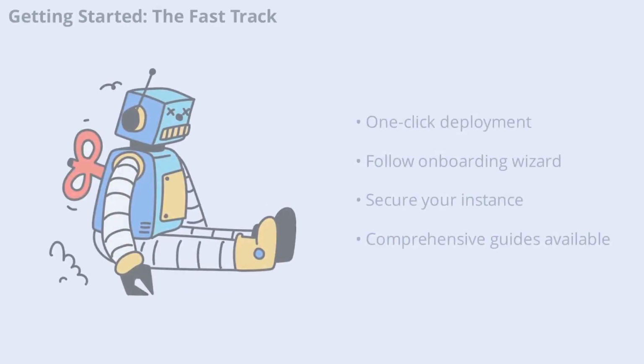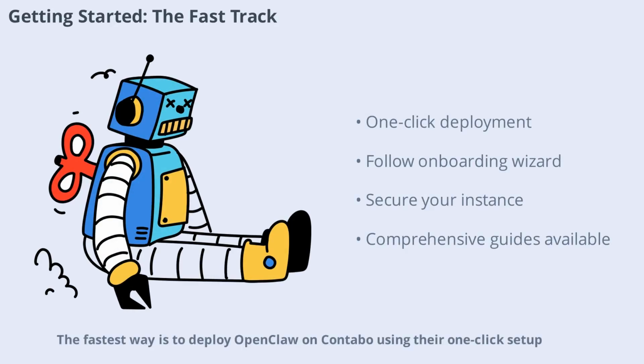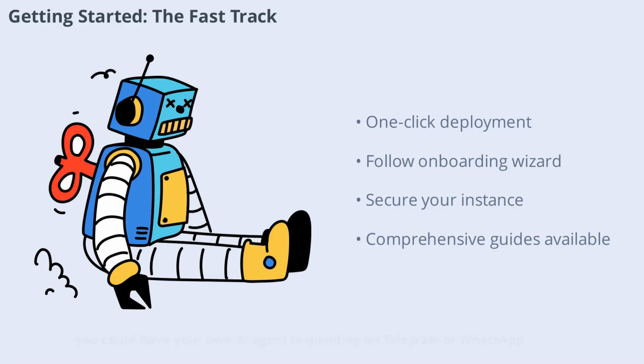Want to try it yourself? The fastest way is to deploy OpenClaw on Contabo using their one-click setup. Pick the Cloud VPS 10, check the OpenClaw box, and follow the onboarding wizard. Don't forget to lock down your security settings before you walk away. If you want more details, the Contabo blog has a comprehensive guide to help you get started. In just 5 minutes, you could have your own AI agent responding on Telegram or WhatsApp.